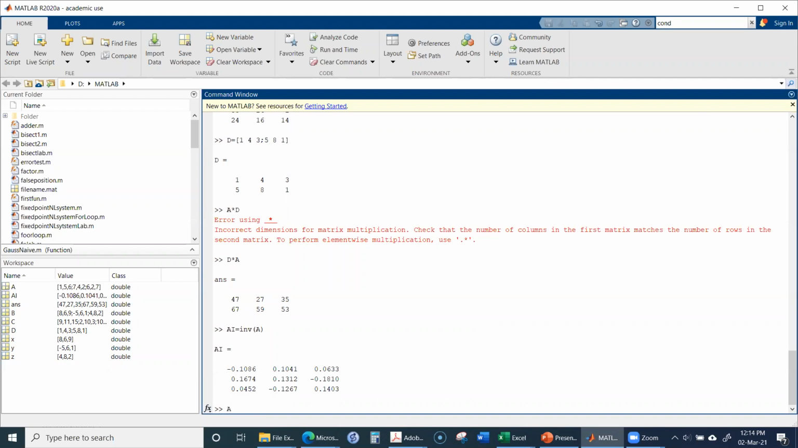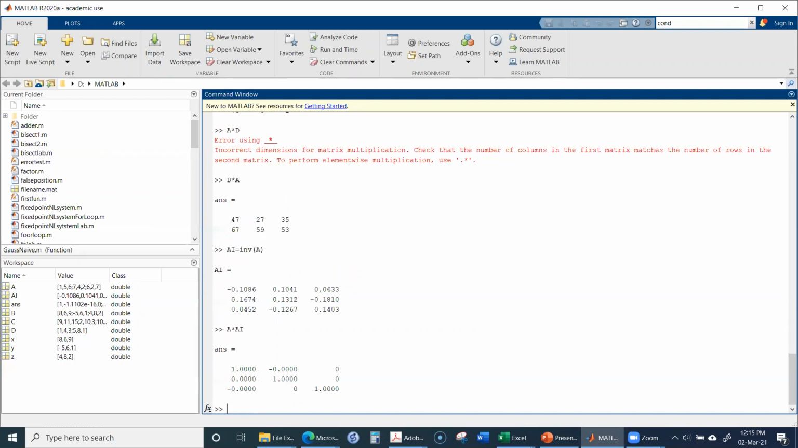So what we can do is multiply A with its inverse. Okay, and then we can see that we will get an identity matrix: 1 minus 0, that is of course 0, 1 0 0, 0 1 0, 0 0 1. So we get an identity matrix. So A times its inverse is the identity matrix.